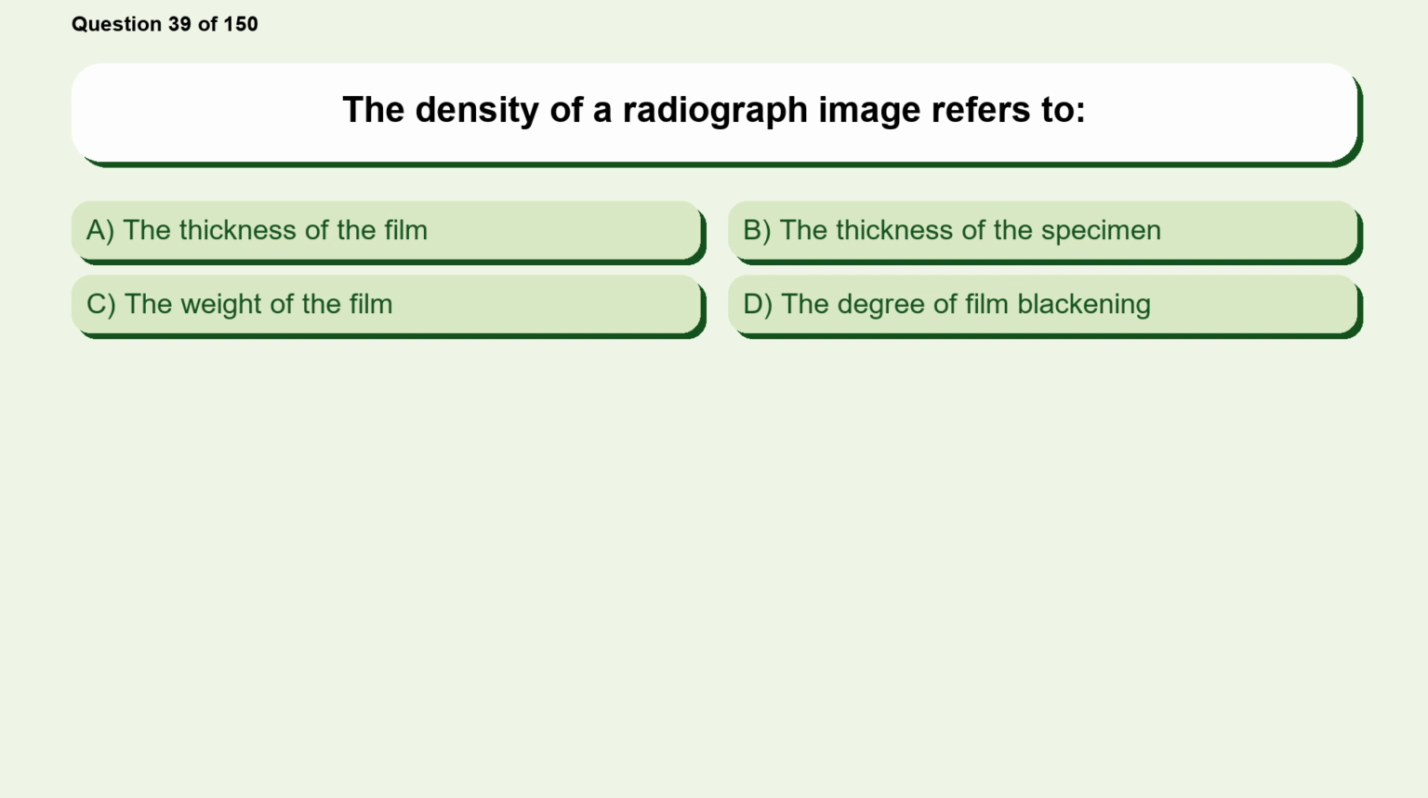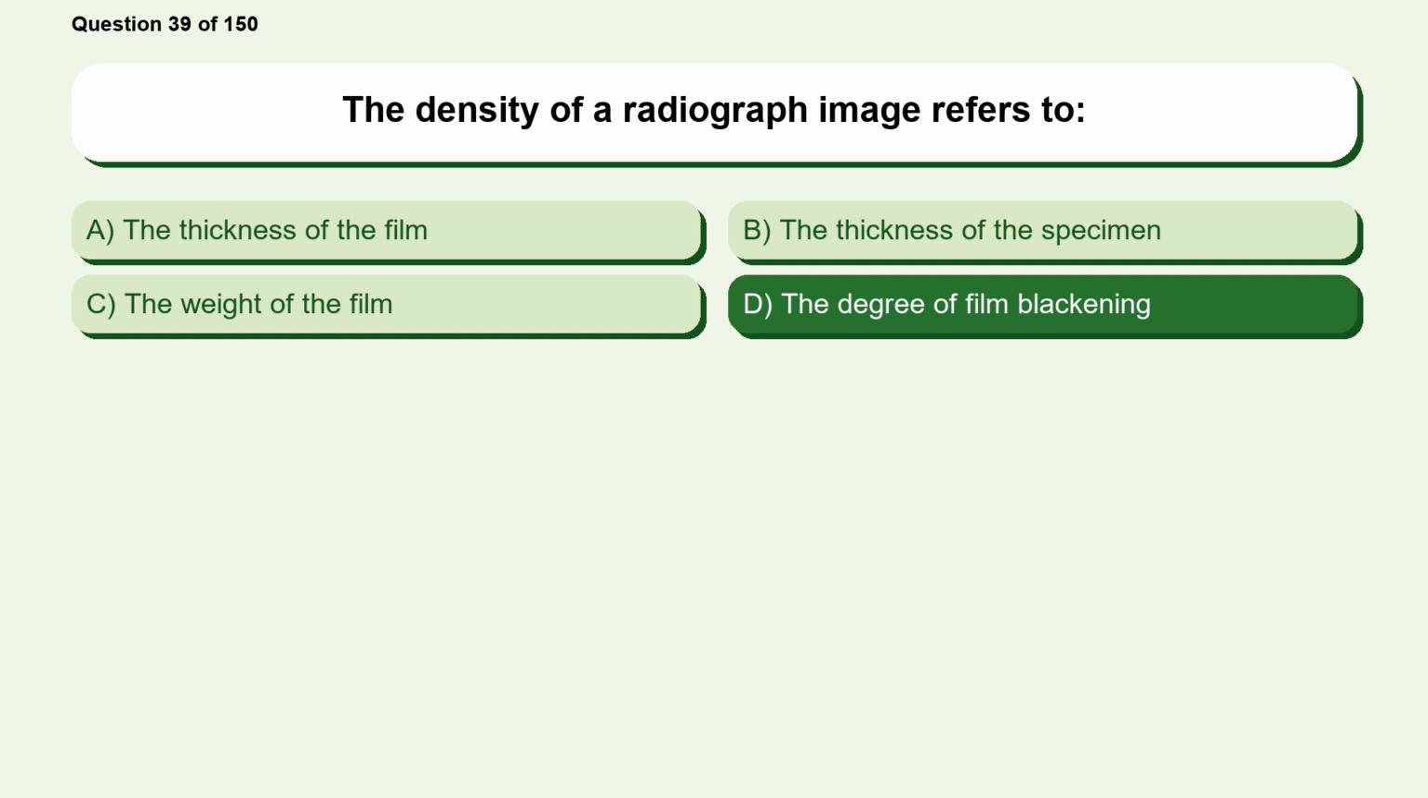Question 39. The density of a radiograph image refers to Option A, the thickness of the film. Option B, the thickness of the specimen. Option C, the weight of the film. Option D, the degree of film blackening. The correct answer is option D, the degree of film blackening.